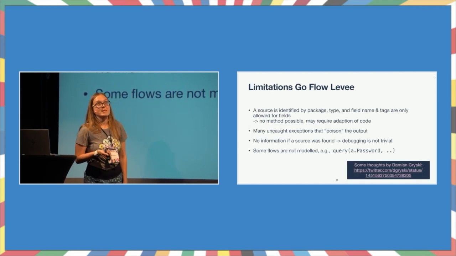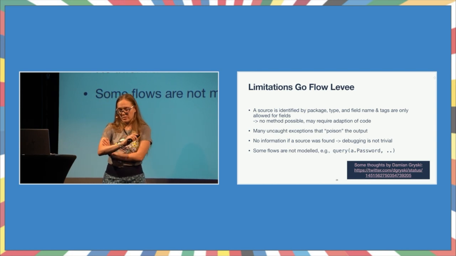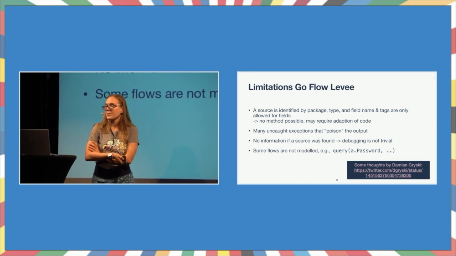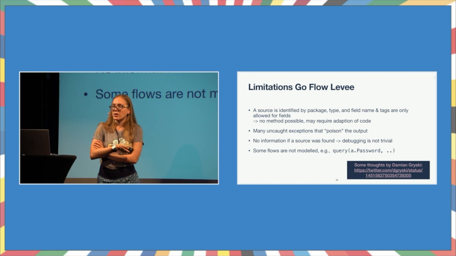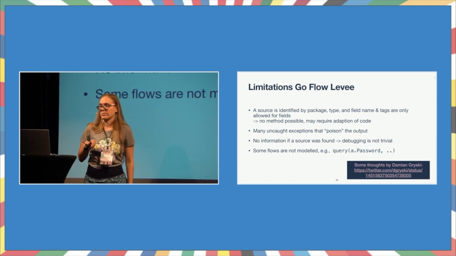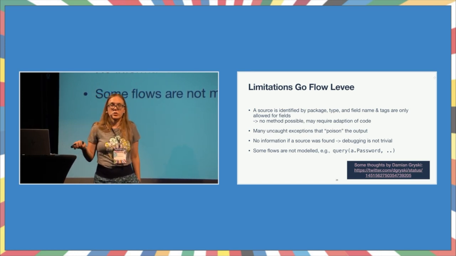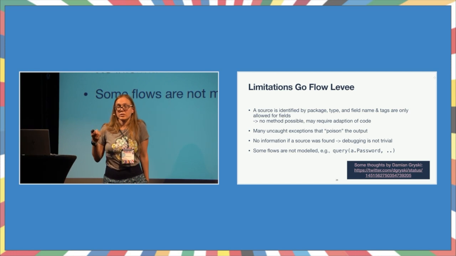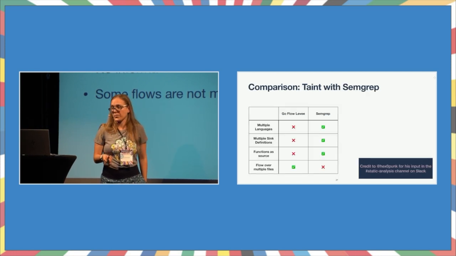Now, I think it would be unfair to not tell you a little bit about limitations. Sources can only be defined by fields and not methods. I had many uncaught exceptions that poisoned my output at the beginning, but in the end, the results were shown. I think that worked well enough. And there are still some flows that are not modeled at all. You can also check out Twitter to see thoughts of others on the tooling.